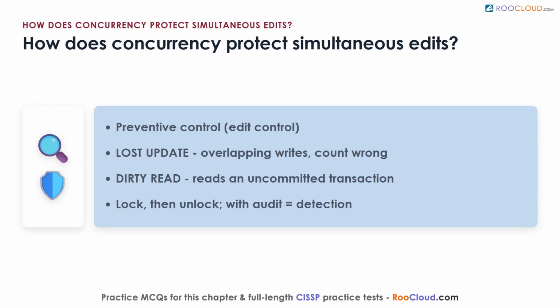Concurrency solves this with a lock that lets one user change data while blocking others, then an unlock that restores access once the change is done. Paired with auditing, it can even become a detection control by tracking changes. Think of it as one editor checking out a shared document so no one else can overwrite their work mid-edit.